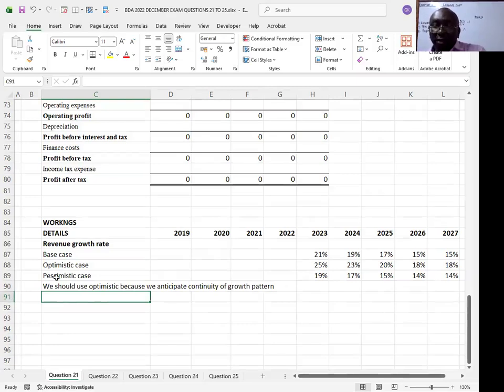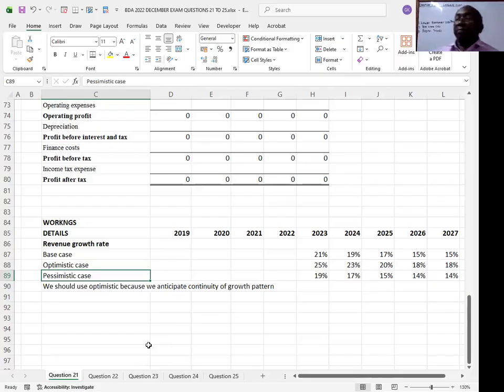You can also use this one, the pessimistic. You can use pessimistic and say, I am going to use pessimistic because of the prudence concept. Now, prudence concept tells us when you are forecasting revenues or you are estimating revenues and incomes, you should understate while you should overstate liabilities and expenses. So you can also build your case on prudence concept. You could also use the base, as the average. So you try to justify it is acceptable.